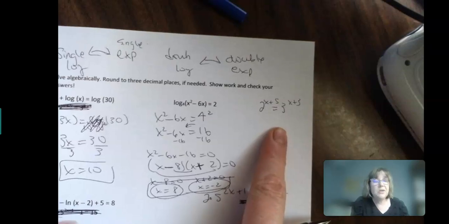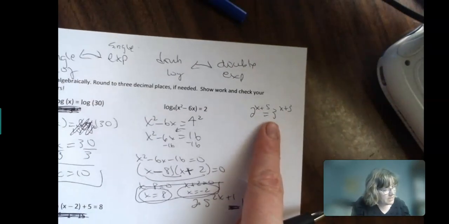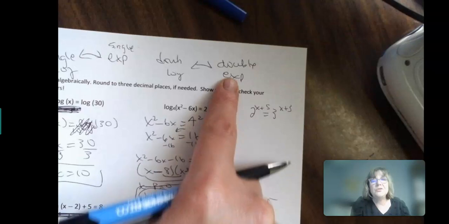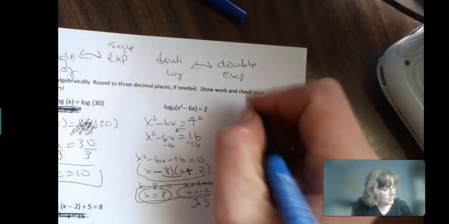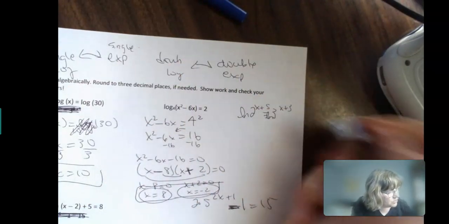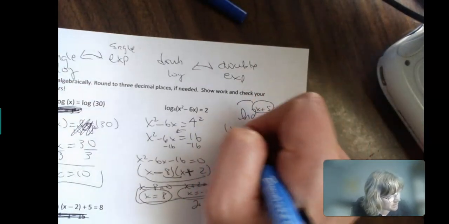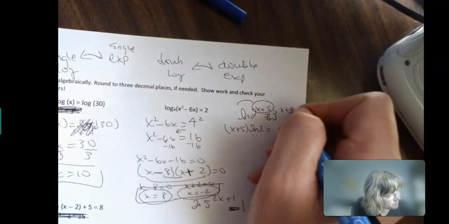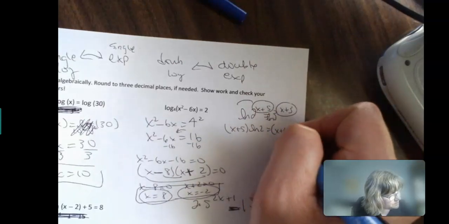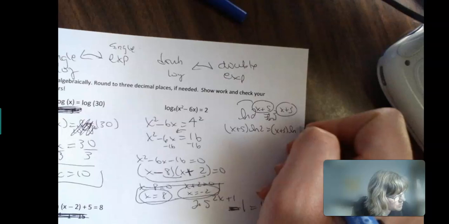All right, let's look up here. All right, so this looks like what? Double exponential, so I got to go to a double log. So I'm going to do a log to both sides, and we usually do natural log. You can bring down the exponent, but again, you need parentheses on that. Bring down the exponent. And that's what, ln of 3.